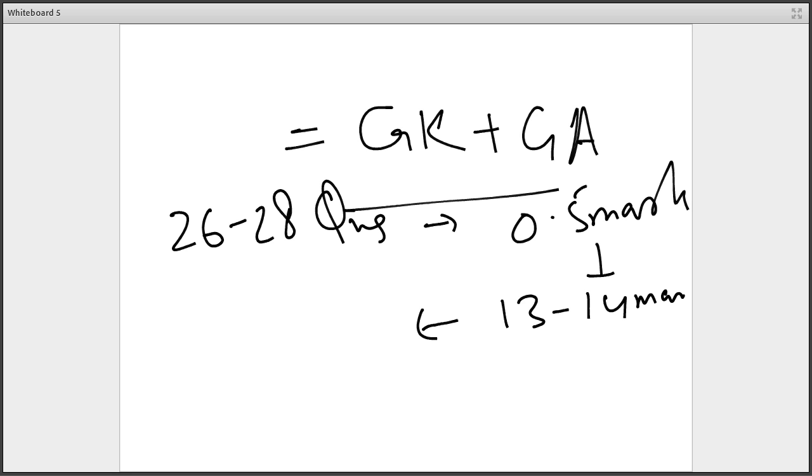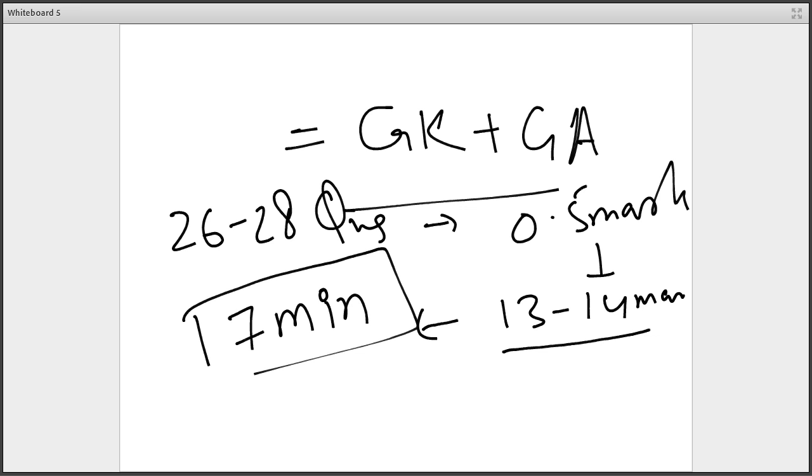And a GK question, either you know or you don't know. So if I see, I can target these 13 to 14 marks in just 7 minutes. If you ask me about time distribution, I will say I am going to give just 7 to 8 minutes to the GK section.